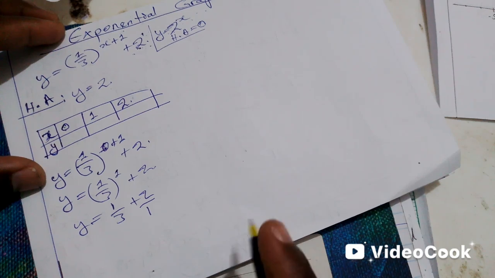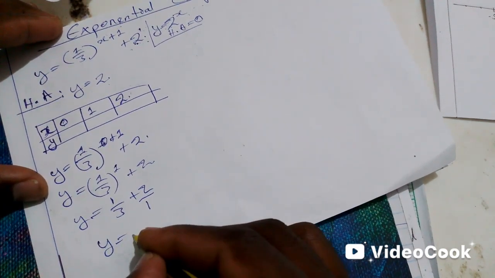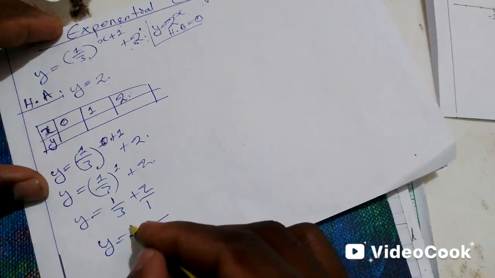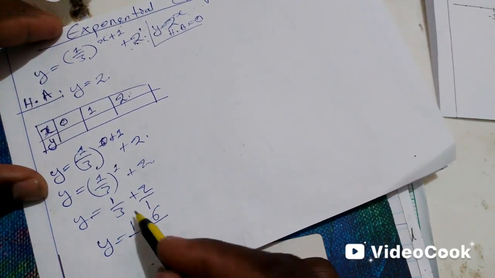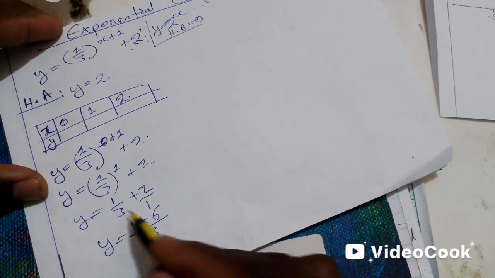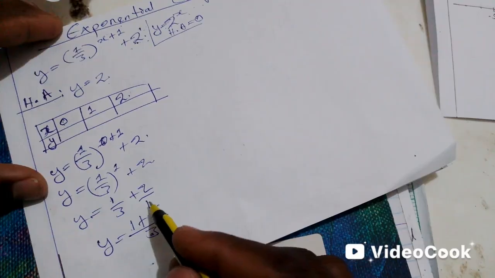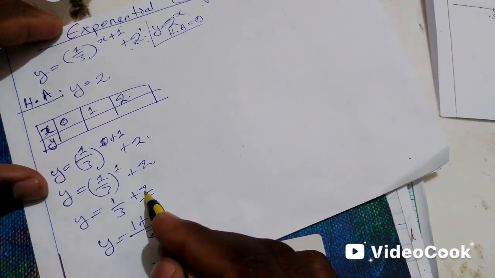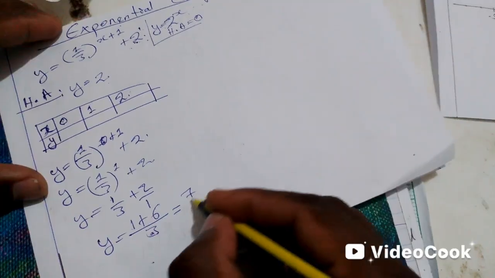After putting 1 down, since we have put 1 down, we just make a fraction. y is equal to 3 down, and then we have 1 plus 6. So 3 times 1 is 3, 3 times 2 is 6. We have that, which the answer is going to be 7 over 3.